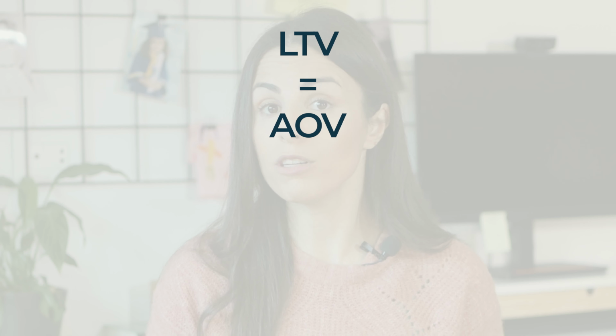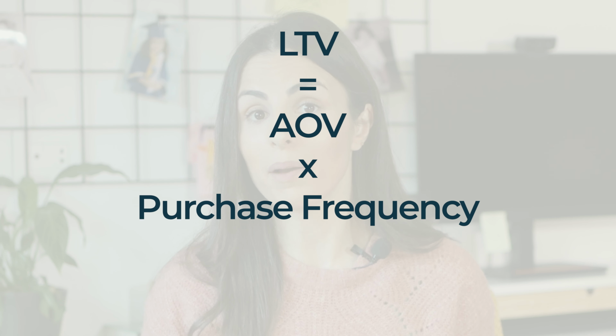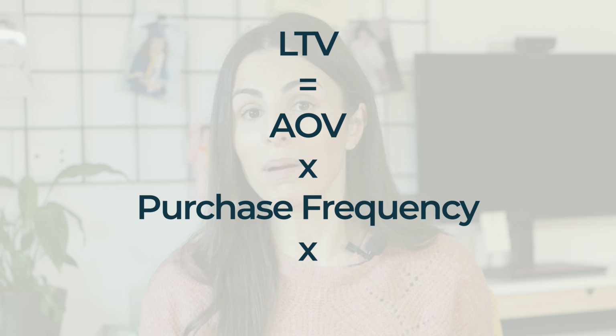To calculate the lifetime value, you need to use the following formula. LTV is equal to the average order value multiplied by the purchase frequency multiplied by the average customer lifetime. Don't worry, I'm going to explain each of these metrics and how to calculate them in a few seconds.